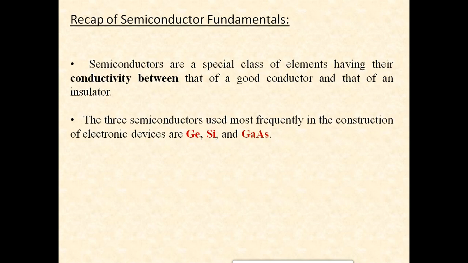Next, a recap of some of the semiconductor fundamentals. Well, we can clearly differentiate the elements in three types: the conductors, semiconductors, and the insulators. Semiconductors are a special class of elements having their conductivity between that of a good conductor and that of an insulator.